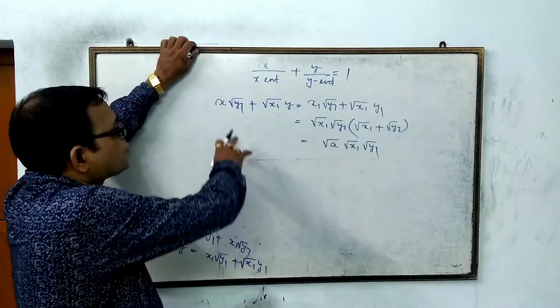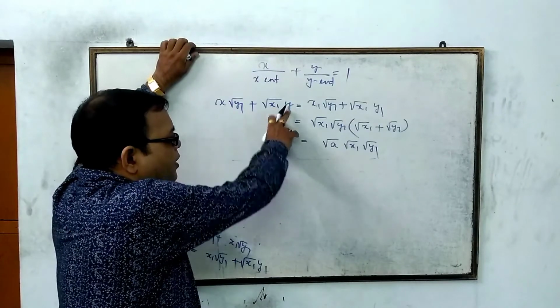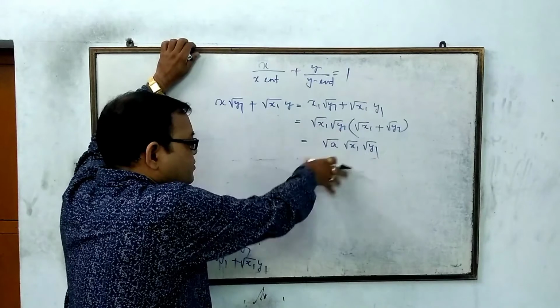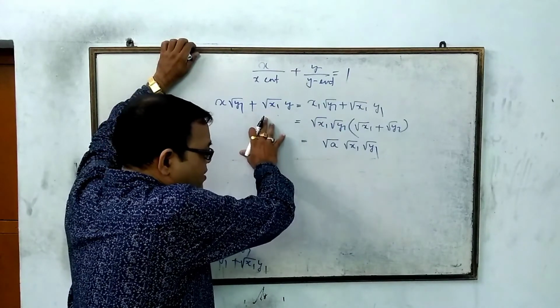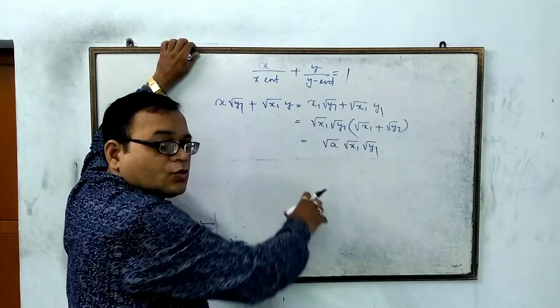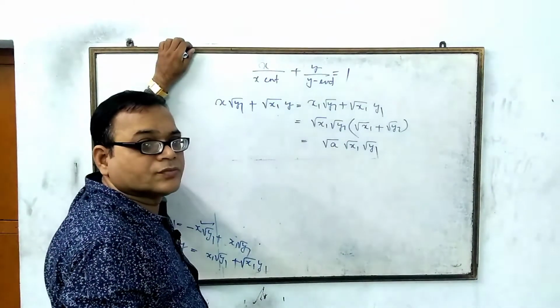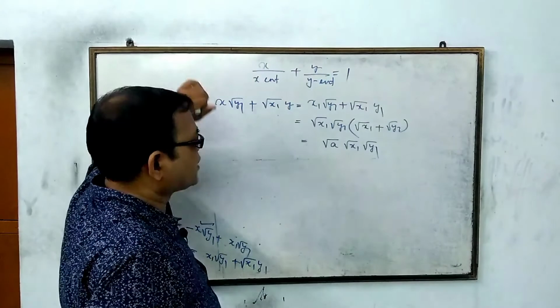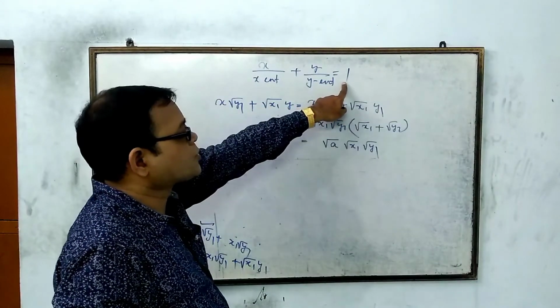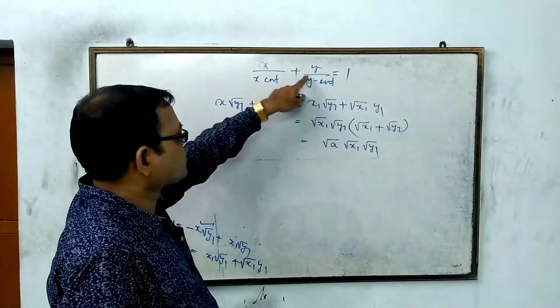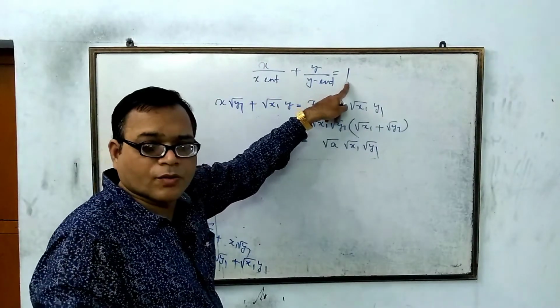Now we will get x root over y1 plus root over x1 into y is equal to root a into root over x1 into root over y1. Since this is a straight line equation, we have to express it in intercept form. What is in the intercept form? At last we are getting 1. Right, x by x-intercept plus y by y-intercept equals 1. We have to get 1.